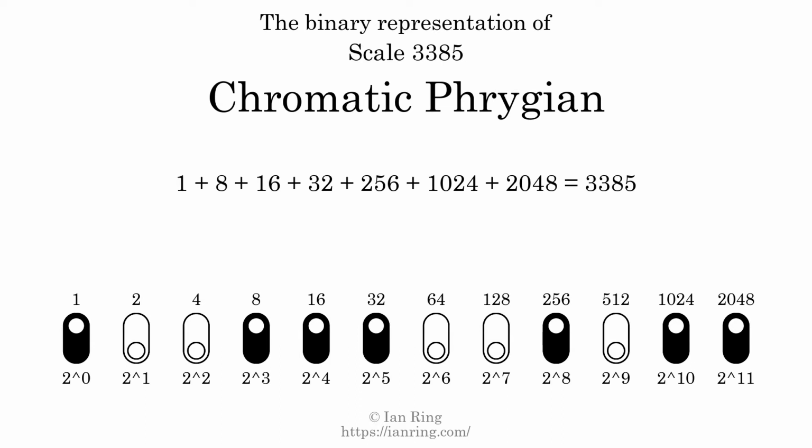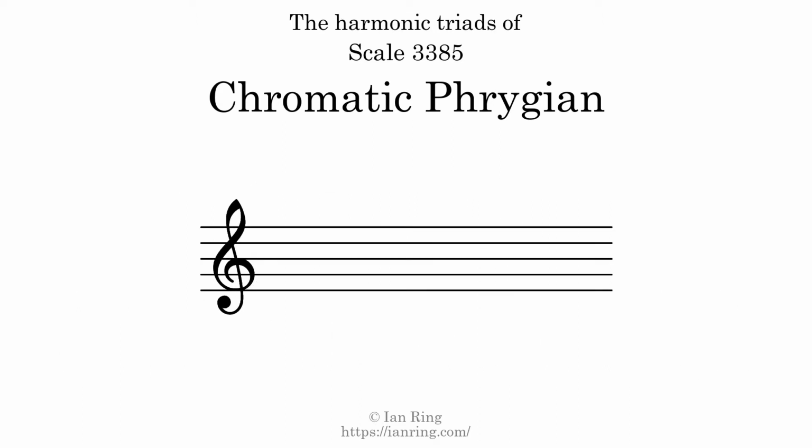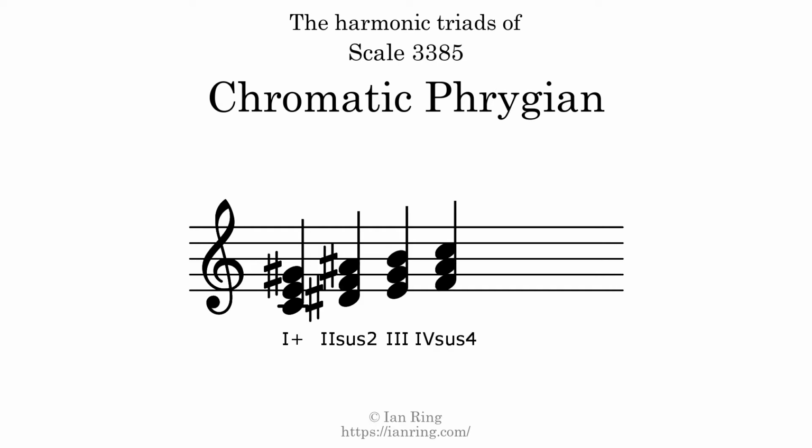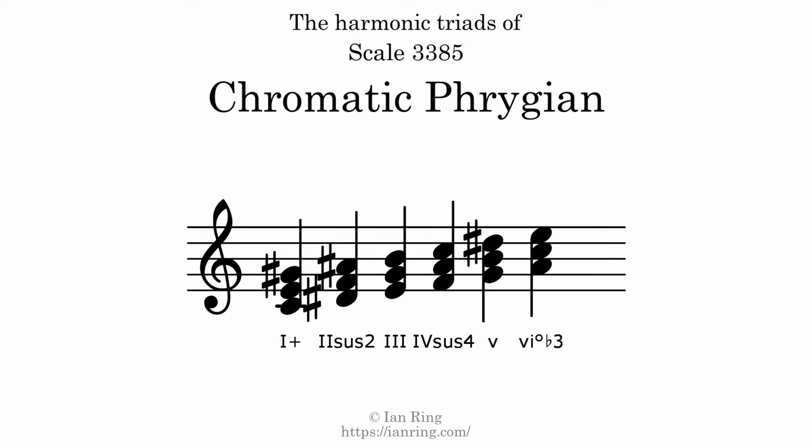3385. The scale number not only enumerates the scale with a unique index, but it also literally describes the tonal content of the scale. Represented as a binary number in base 2, the scale number is 1101001111001. Here are the harmonic triads present in this scale. Augmented, sus2, major, sus4, minor, diminished flat 3, major flat 5.